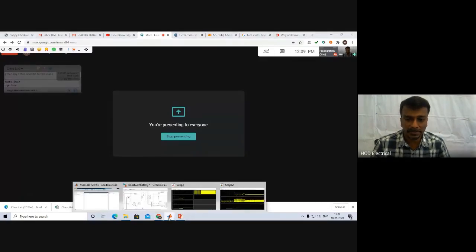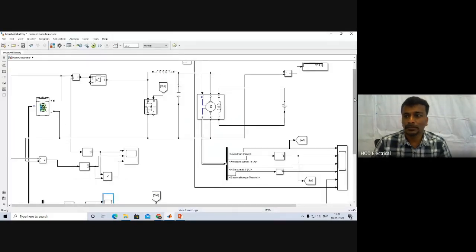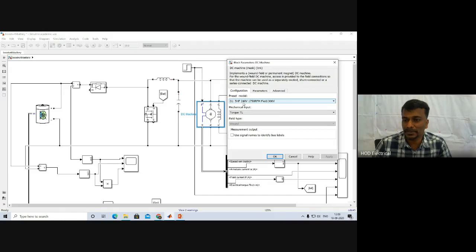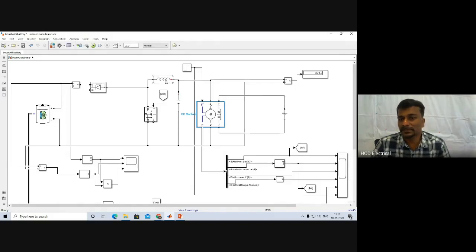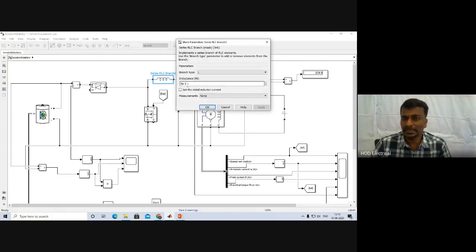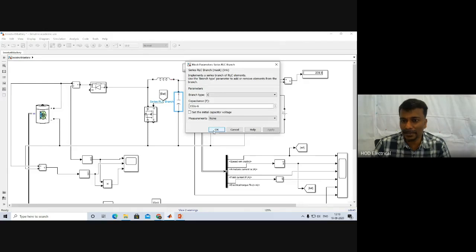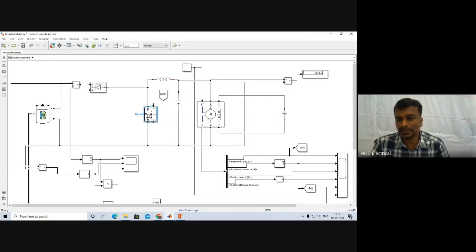I hope you can see my MATLAB file. In the last Electric Vehicle 3 portion, I completed this explanation. For the DC motor, I have chosen 5 HP, 240 volt, 1700 RPM, and field of 300 volt. And this is a capacitor and inductor. Based on the voltage and current ripples, I have chosen an inductance of 5 millihenry, and the capacitor is 150 microfarad.